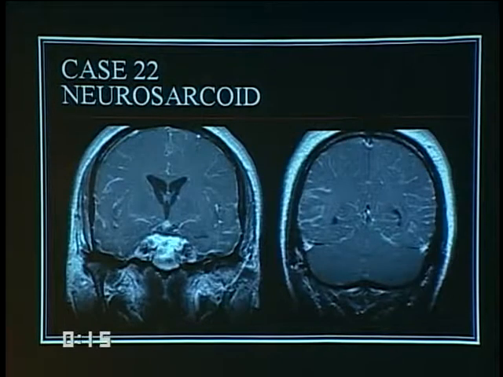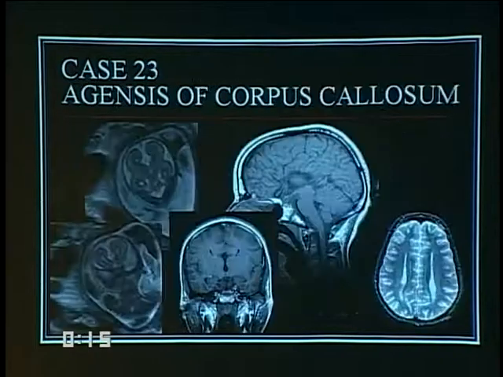In this patient with neurosarcoid, there's abnormal enhancement, lots of pial enhancement supratentorially, but really a paucity of enhancement in the folia and the leptomeninges below the tentorium.